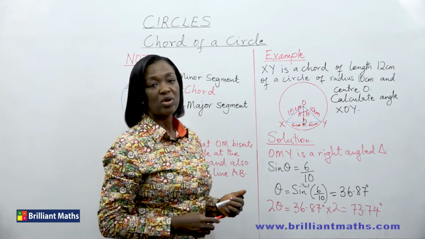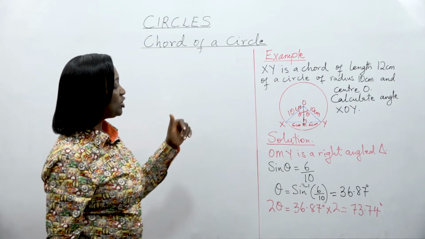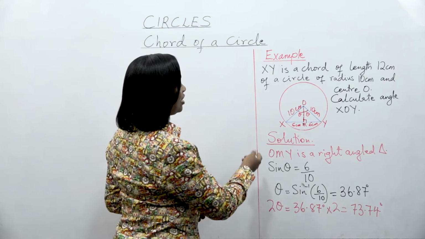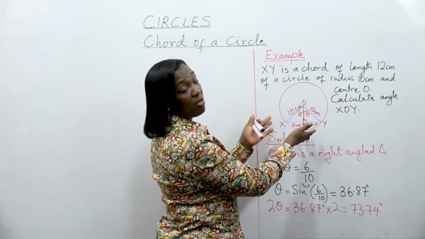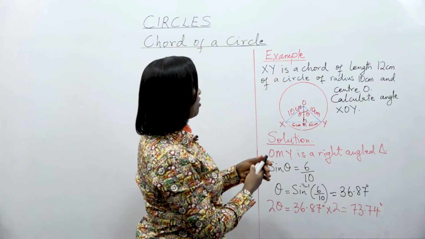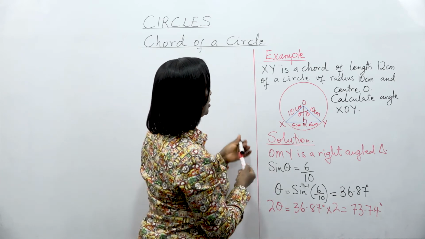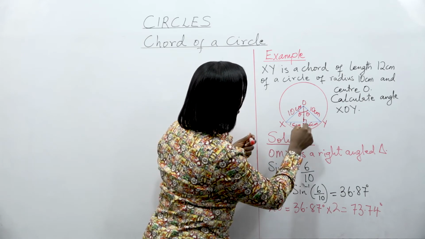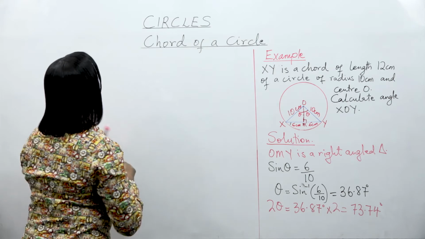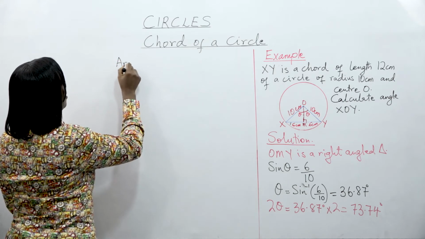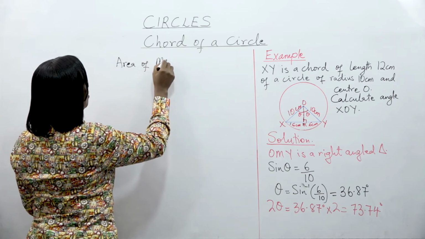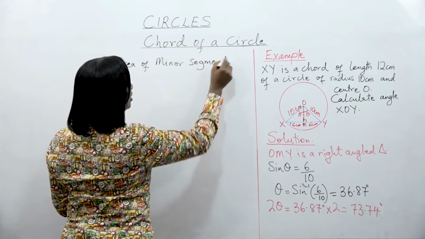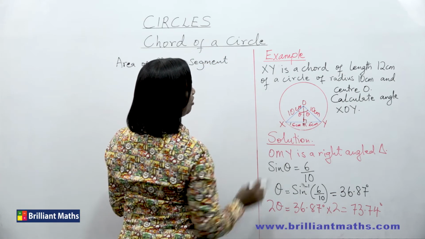We'd like to continue this question. So like I said, I want us to continue this question. Let's add something else to it. We could be asked to find the area of the minor segment or the major segment. So let's find the area of the minor segment. That's this portion. All right? So area of minor segment. How can we find that area?